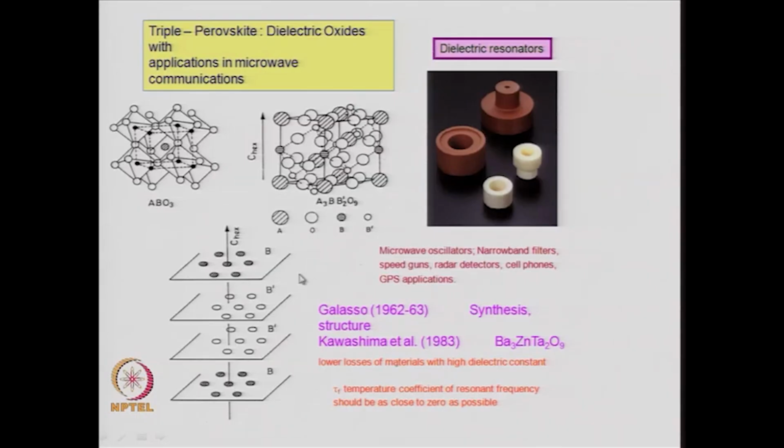In this particular case, however, it leads to a hexagonal unit cell, and in the hexagonal unit cell, once you draw it, you can find out the planes where the A atoms are, where the B atoms are, where the B prime atoms are. You will see that you have a stack of B, B prime, B prime, B alternately along one particular axis, and that is this axis along the body diagonal in the cube. If you make the body diagonal of the cube the C axis of the new triple perovskite cell, then the layers will look like this.